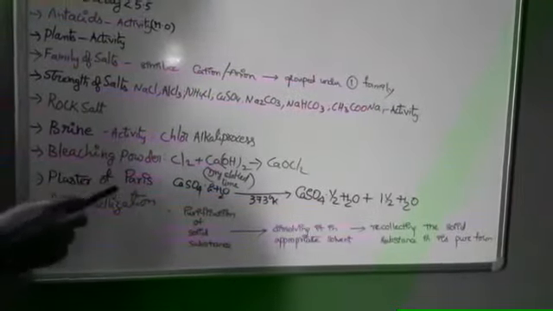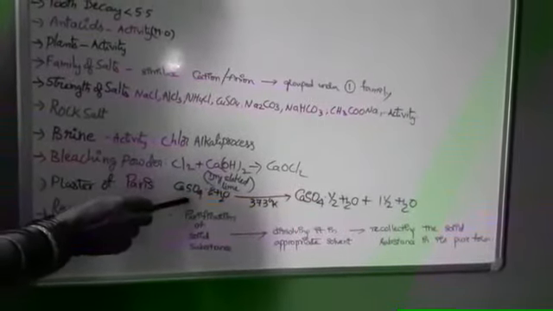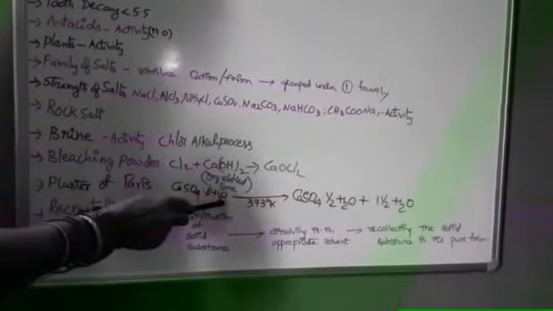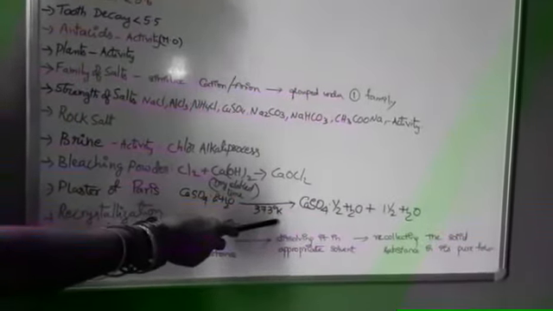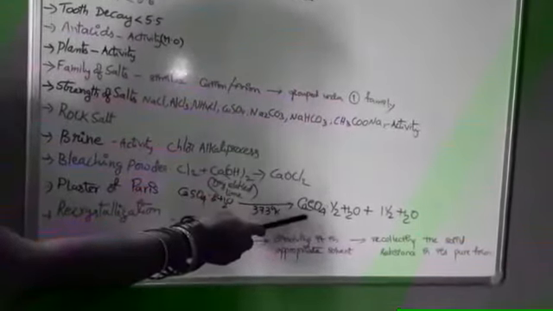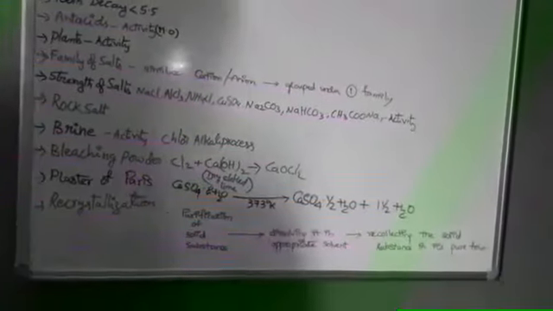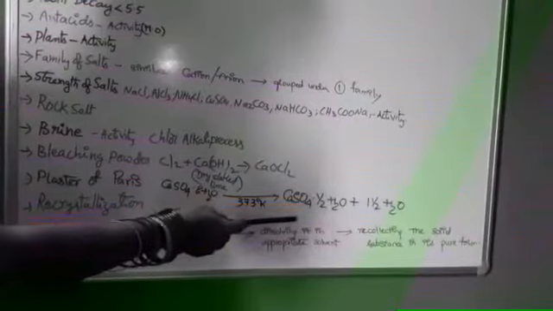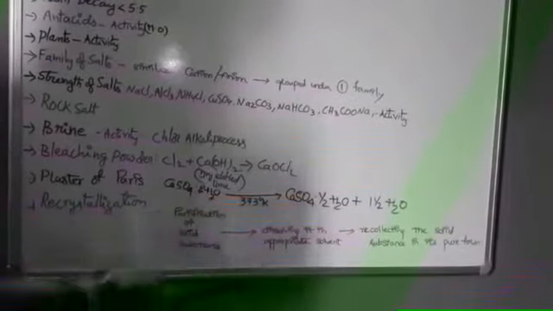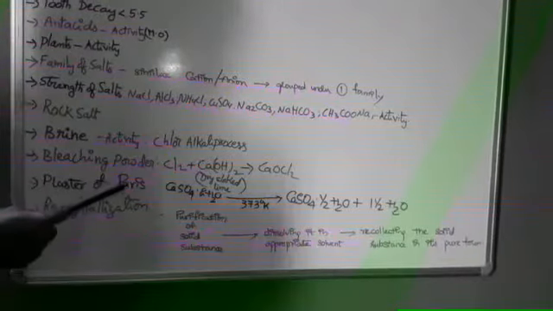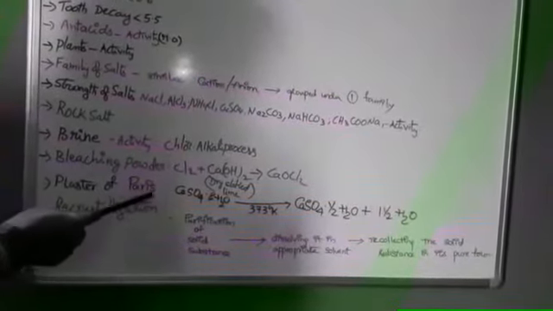Plaster of Paris: we can make plaster of Paris by taking gypsum. CaSO4·2H2O is the formula for gypsum, and if you maintain the temperature at 373 Kelvin, slowly you get calcium sulfate hemihydrate plus 1.5 water molecules. This we call plaster of Paris. The formula is CaSO4·½H2O, hemihydrated calcium sulfate, which we use to give strength to broken bones.